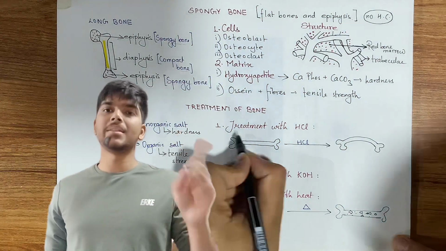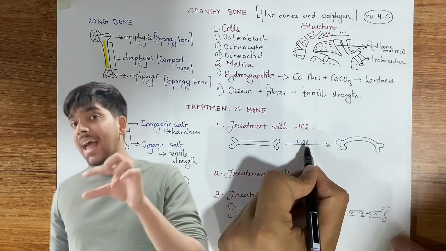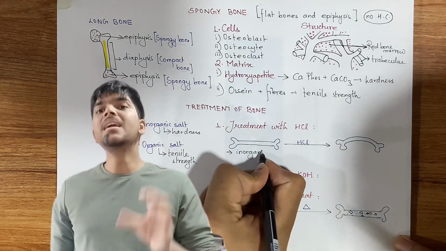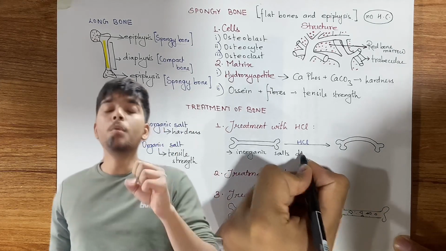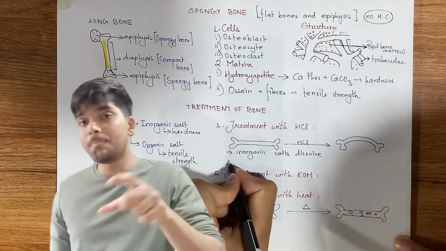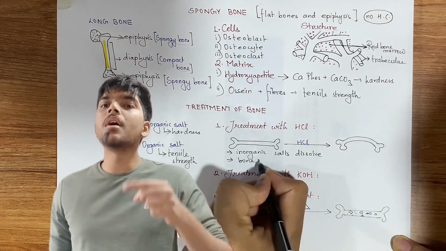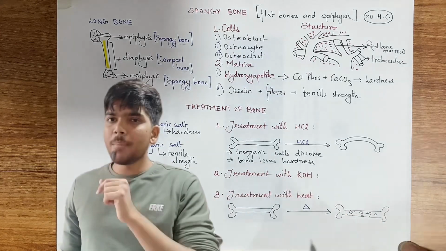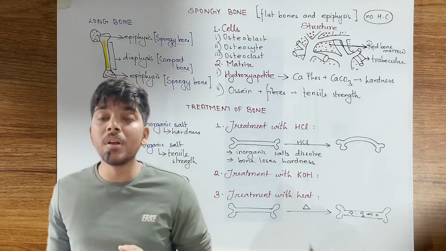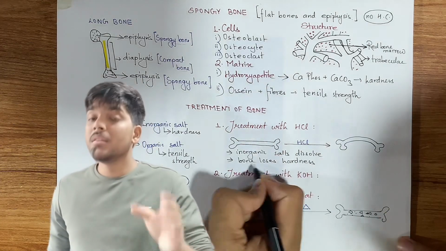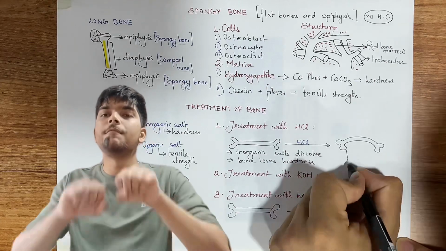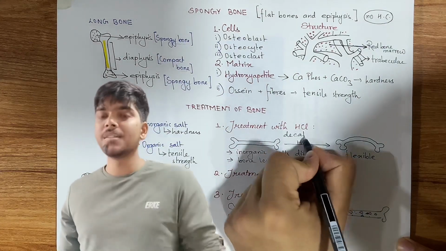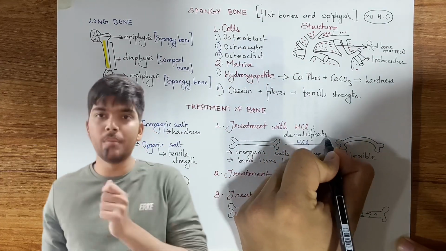Number one, treatment with HCl. When bone is dipped in HCl, bone contains two parts, right? Organic part and inorganic part. The inorganic part gets removed or dissolved once the bone is dipped inside of HCl. That is, the salts of calcium get dissolved. That is, hydroxyapatite gets dissolved. And hydroxyapatite is responsible for hardness of bone. So, since hydroxyapatite dissolves, the bone loses its hardness and it becomes flexible. Since there's removal of calcium salts, the process is known as decalcification and the end result is your decalcified bone.